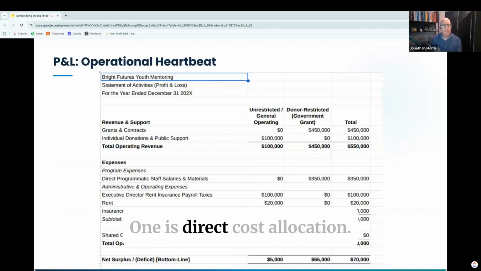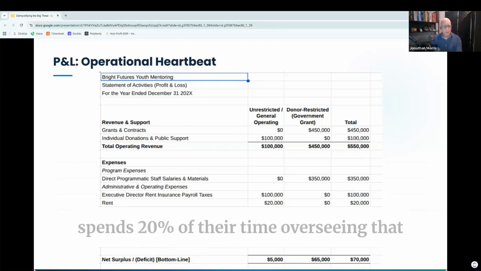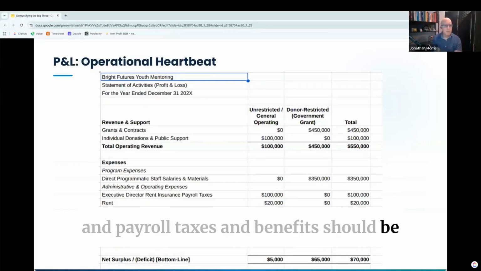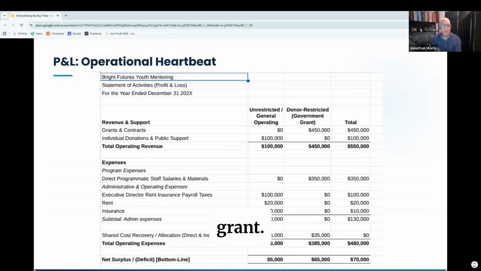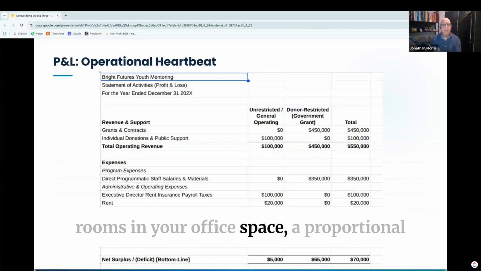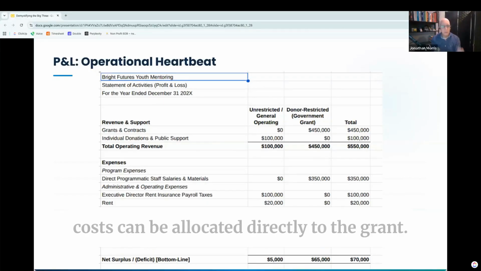One is direct cost allocation. So for example, if your executive director spends 20% of their time overseeing that mentoring program, 20% of their salary and payroll taxes and benefits should be charged directly against that restricted grant. If your mentoring program uses 2 rooms in your office space, a proportional percentage of rent, utilities, and occupancy costs can be allocated directly to the grant.